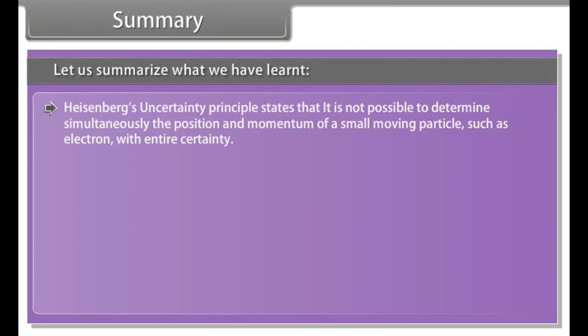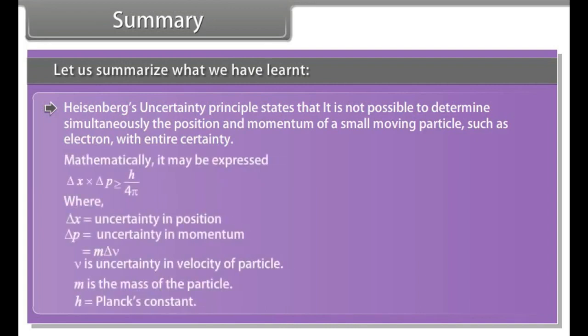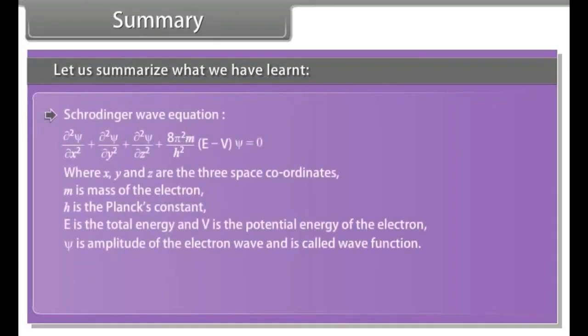Heisenberg's uncertainty principle states that it is not possible to determine simultaneously the position and momentum of a small moving particle, such as an electron, with entire certainty. Mathematically, it may be expressed as follows. Schrödinger wave equation, where x, y and z are 3 space coordinates, m is mass of electron, h is Planck's constant, E is the total energy and V is the potential energy of the electron. Psi is amplitude of the electron wave and is called wave function.